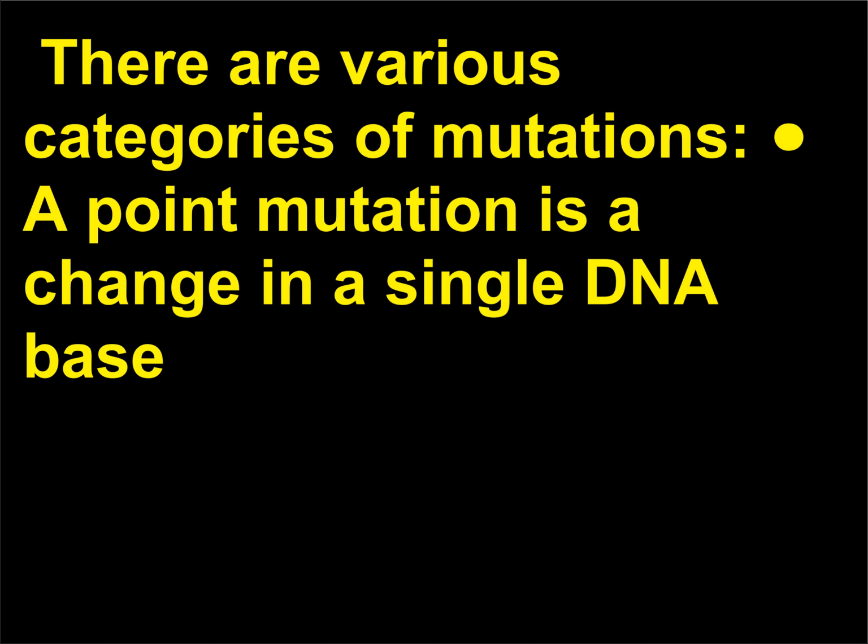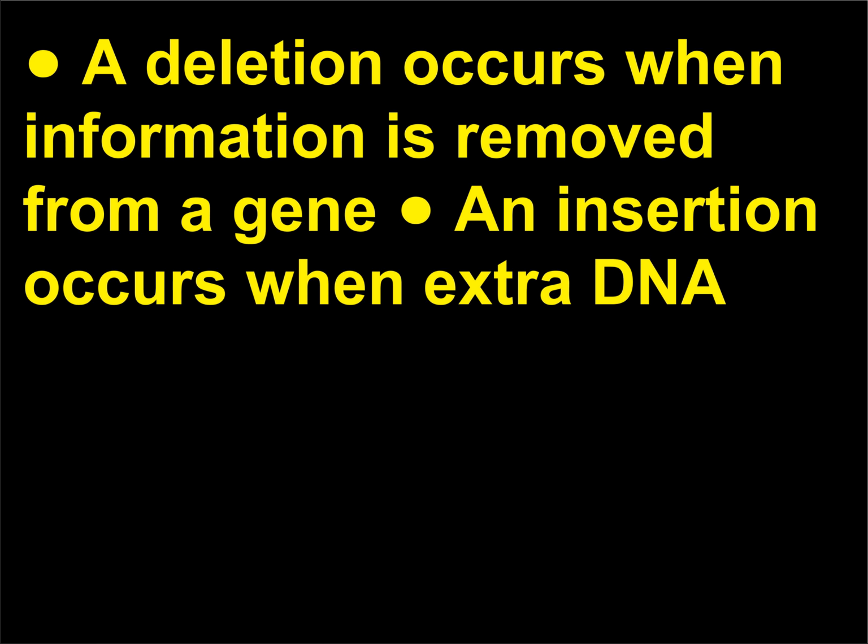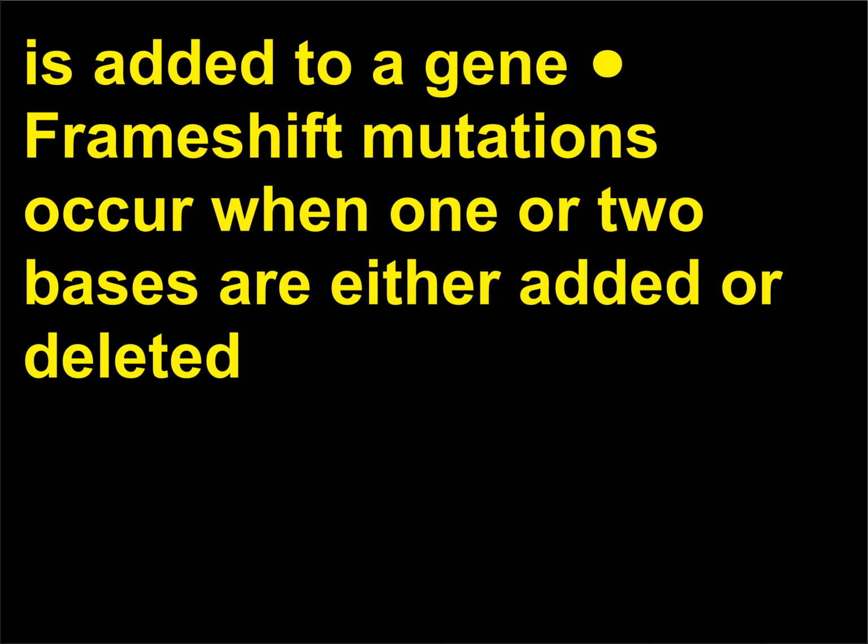There are various categories of mutations. A point mutation is a change in a single DNA base. A deletion occurs when information is removed from a gene. An insertion occurs when extra DNA is added to a gene. Frameshift mutations occur when one or two bases are either added or deleted.